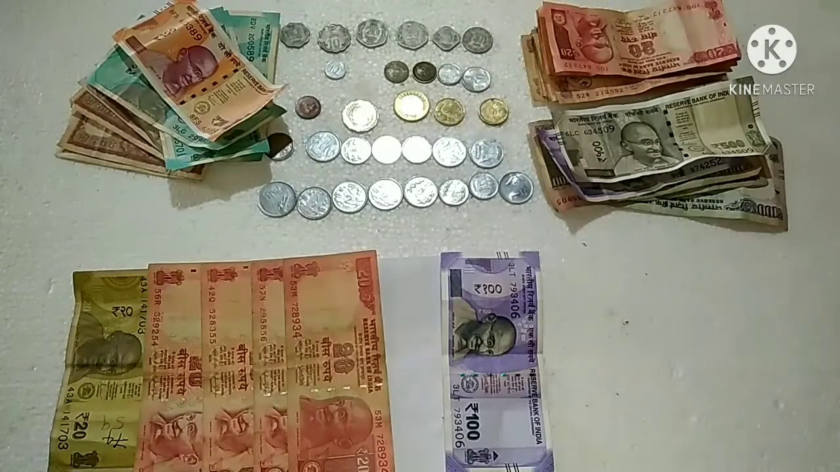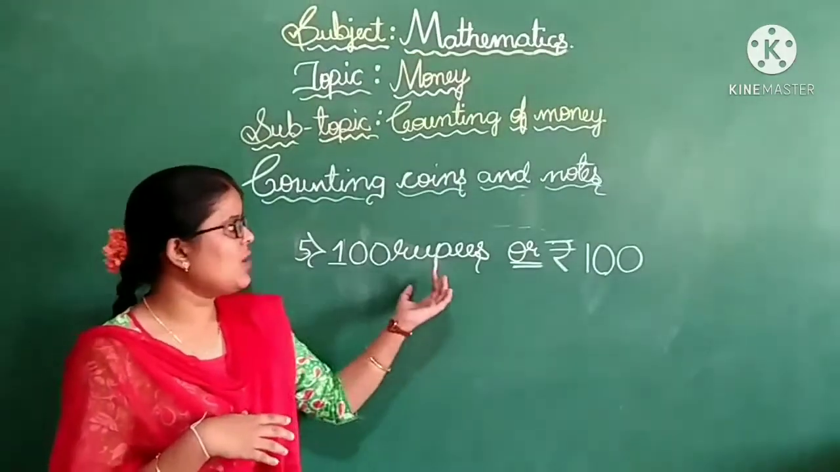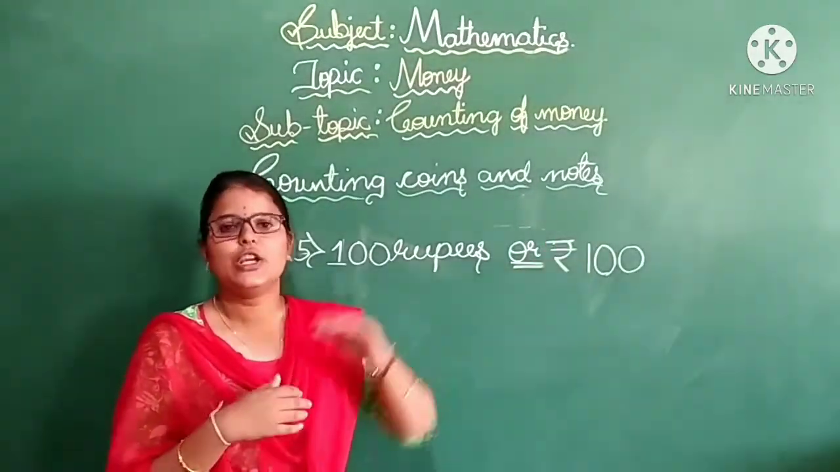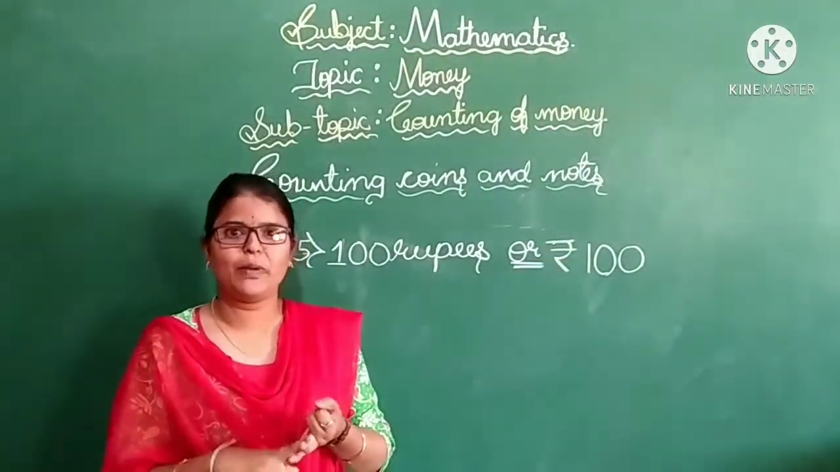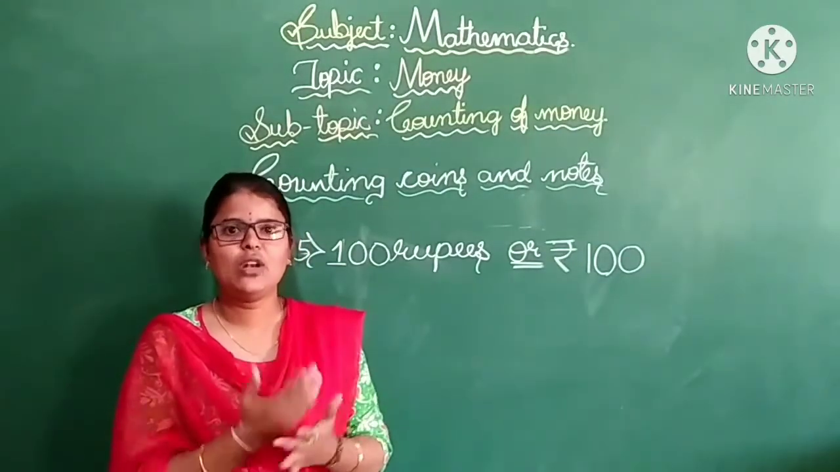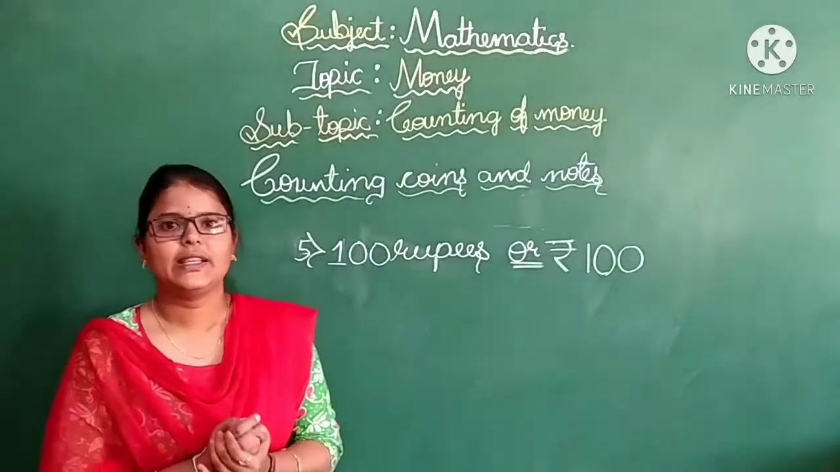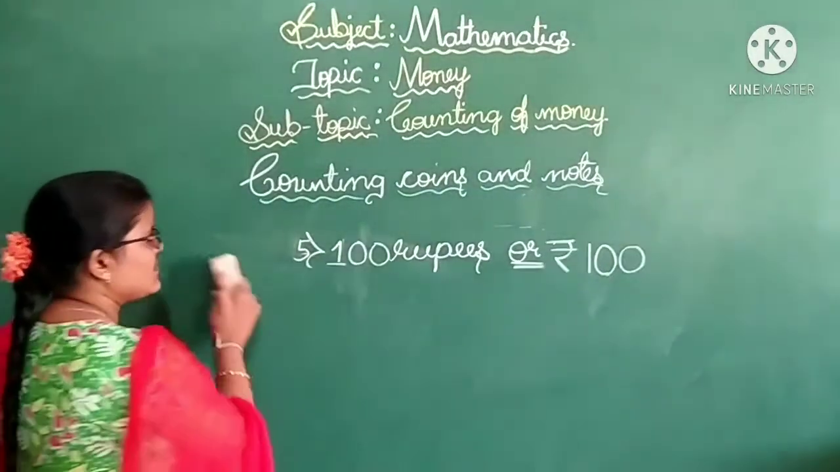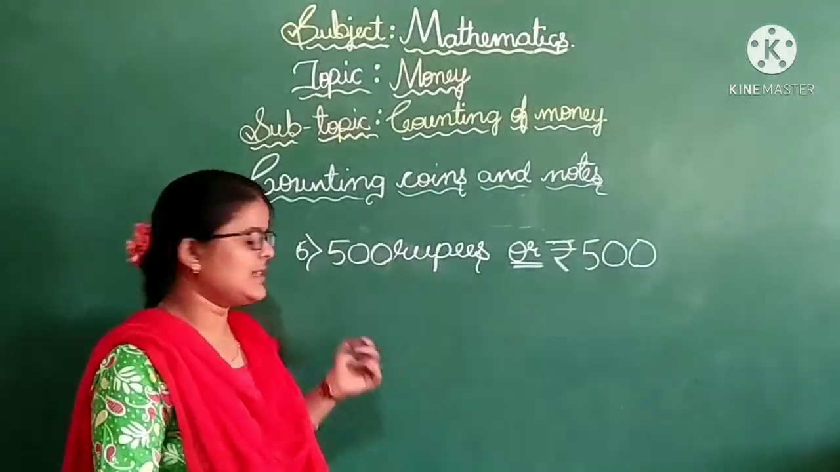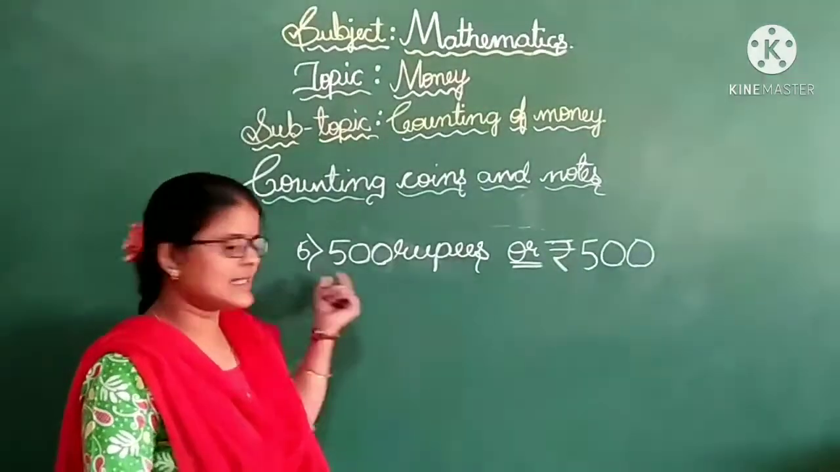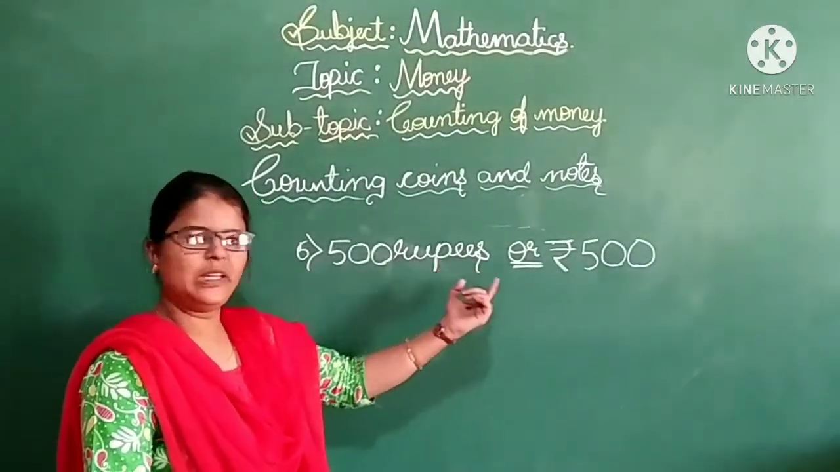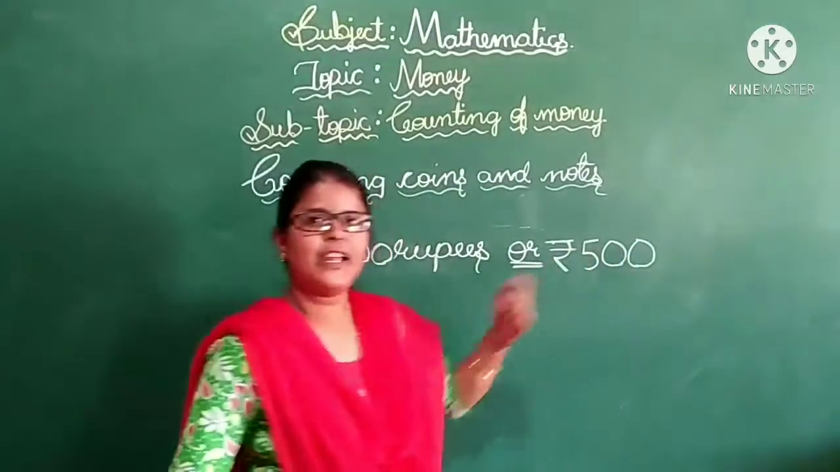Now let us move on to the next example. See, this is how 100 rupees is formed using 10 rupee, 20 rupee and 50 rupee. Now let us move on to the next example. Yes, dear children, example number 6. 500 rupees or rupees 500.